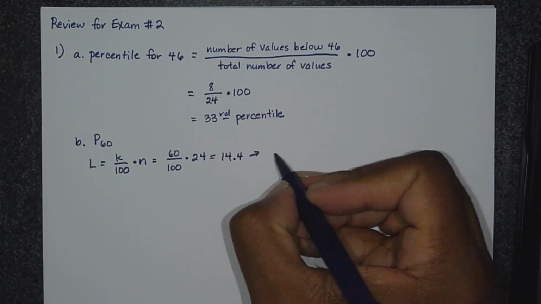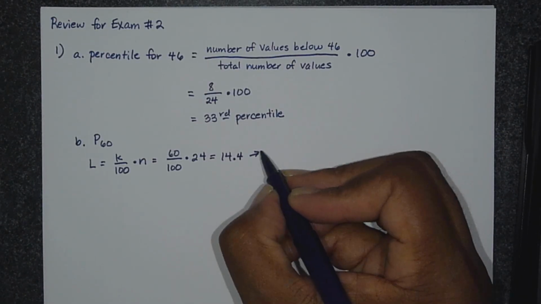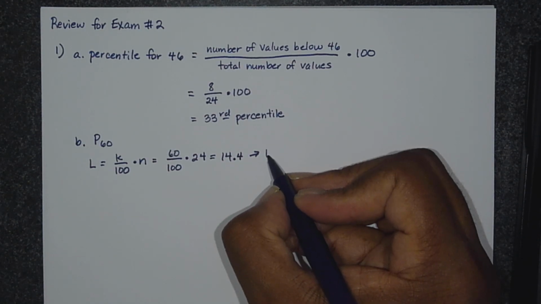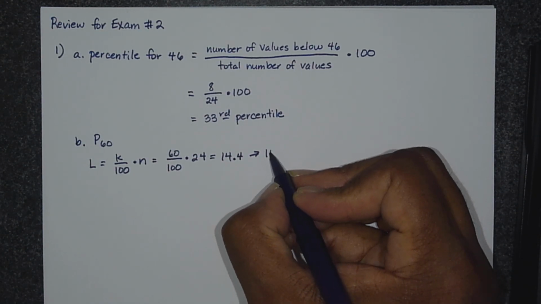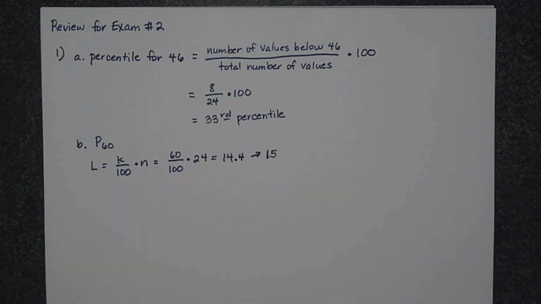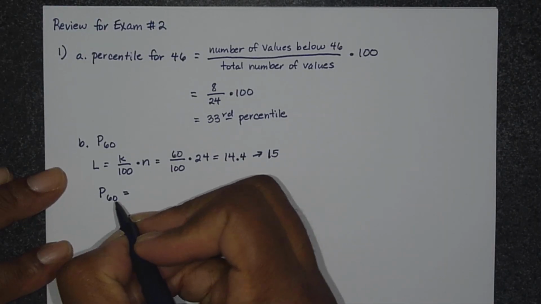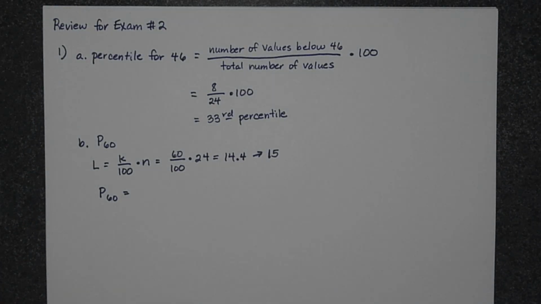But we need to round up from 14. What's the next larger whole number? 15. I thought I rounded down. No, round up. We always round up in this case. So to find the number that's in the 60th percentile, we look for the 15th number in this sorted data set.